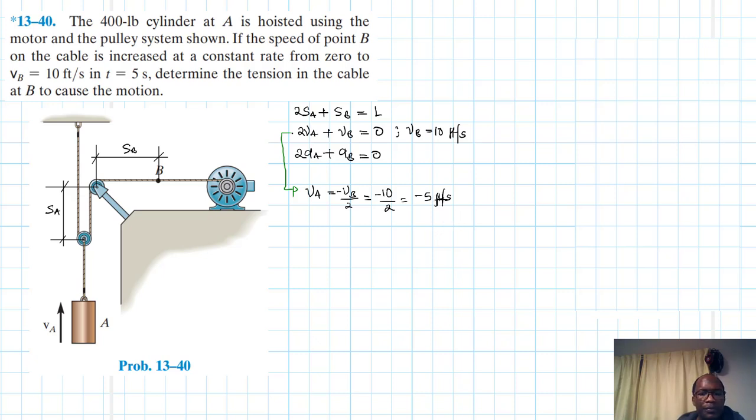Okay, 5 feet per second, which just means initially, of course, our reference was like so, and then this one was like so. Okay, but of course in the opposite direction, meaning it's going up. So we have our VA equal to 5 feet per second, and it's going up like so.